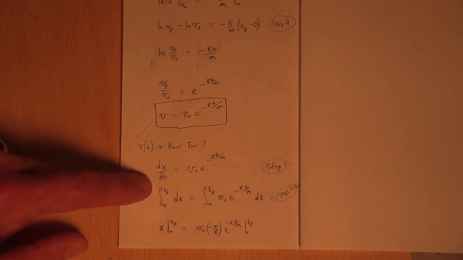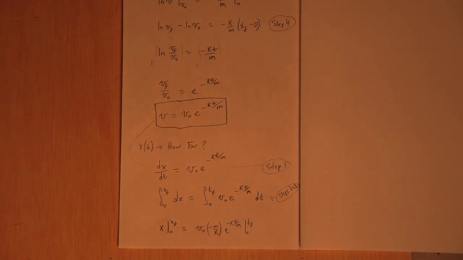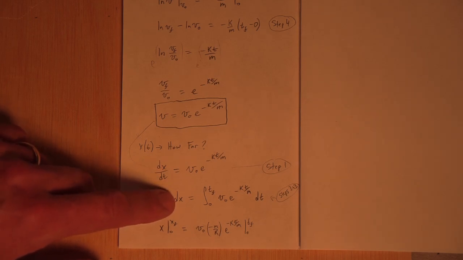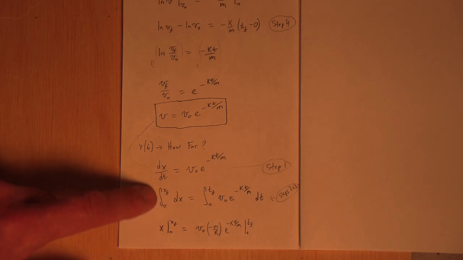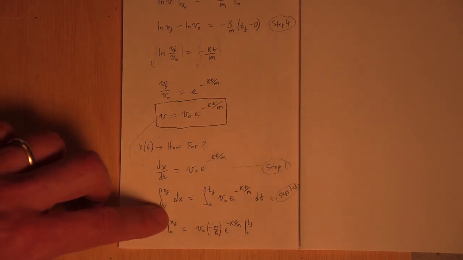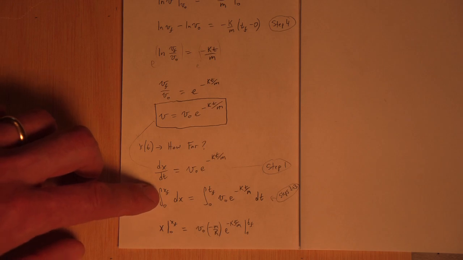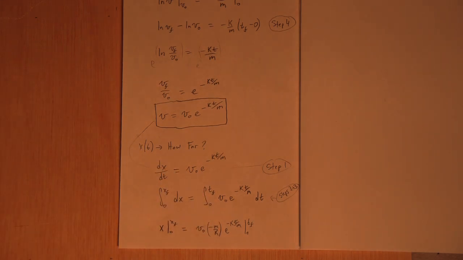Step 2, we separate the variables. I move the time, the dt, to this side because time is on that side, leaving only x by itself. And there's nothing with respect to x over here, and there's nothing with respect to time there. So I separated the variables. That's step 2. Step 3 is now I integrate both sides. I started at 0, and then I go to some x final. The timer started at 0 to t final.